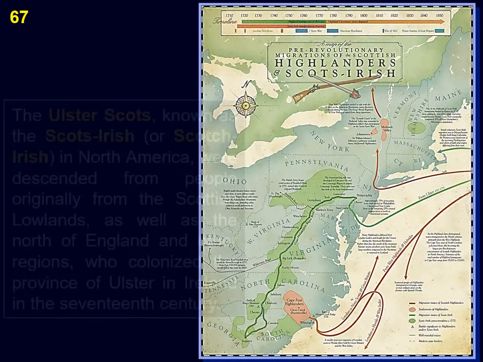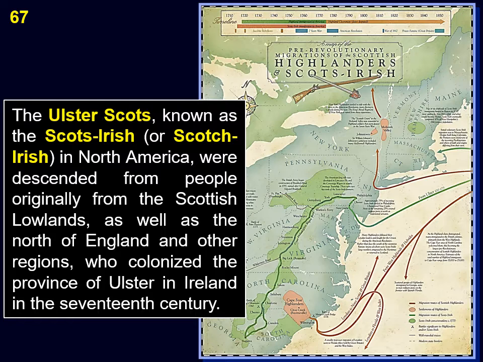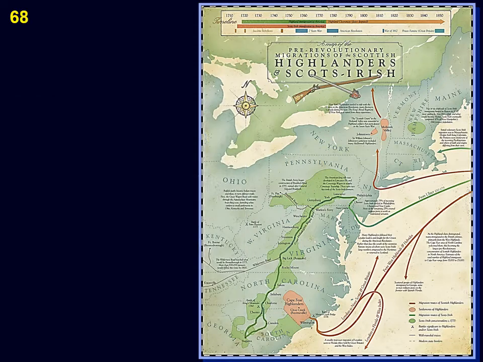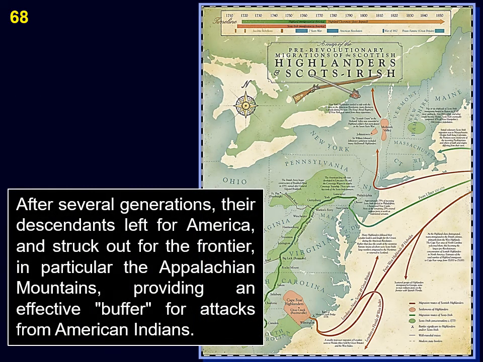The Ulster Scots, known as the Scots-Irish, or Scotch-Irish, in North America were descended from people originally from the Scottish lowlands, as well as the north of England and other regions, who colonized the province of Ulster in Ireland in the 17th century. After several generations, their descendants left for America and struck out for the frontier, in particular the Appalachian Mountains, providing an effective buffer for attacks from American Indians.